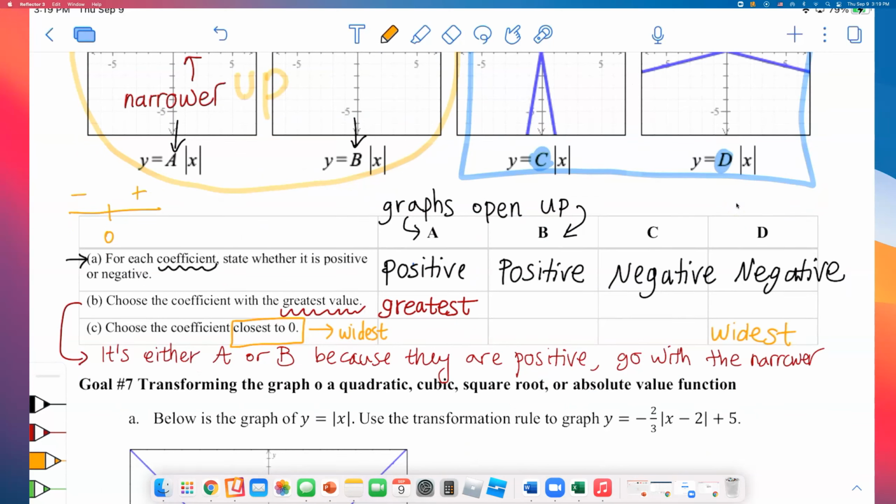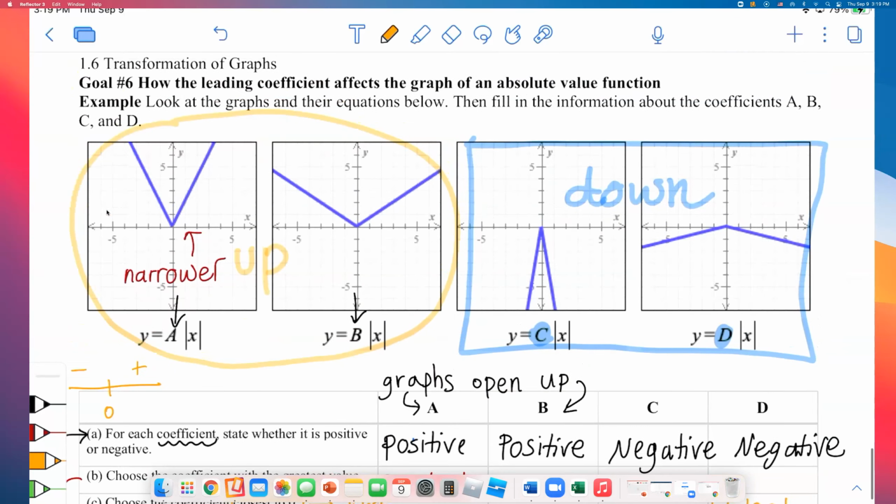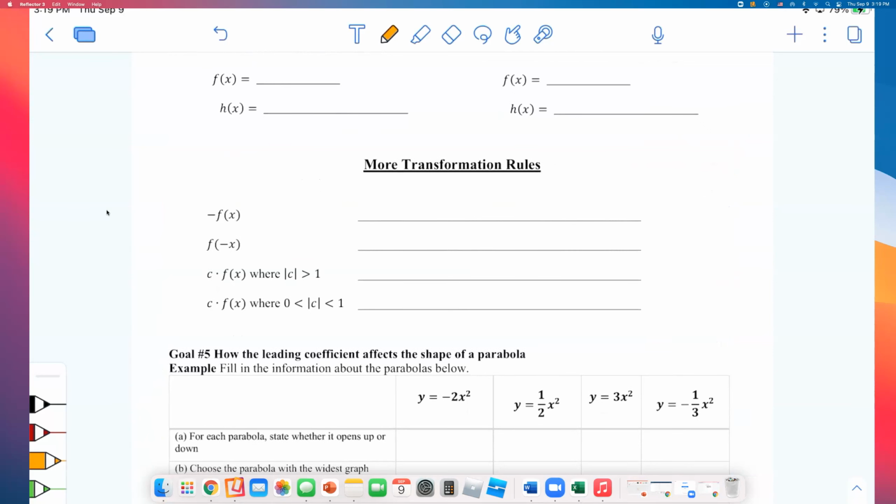It was tricky because for part B, we had to look for the sign. But for part C, when they simply ask for closest to 0, it can be both positive or negative, because it can be close from the positive side or the negative side. So all you had to do was go with the widest graph out of these 4. So that's how I would do this objective in the Alex homework, just applying what we talked about during class.